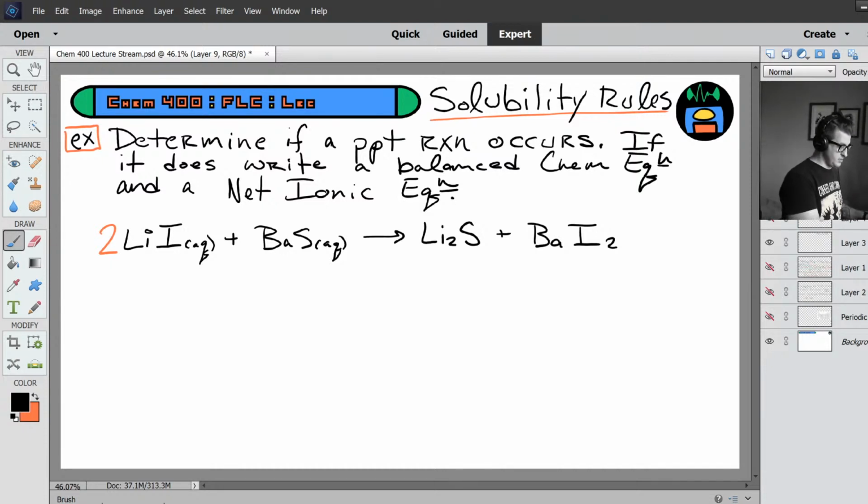Cameron, great question. You only have to balance if a reaction occurs. Totally. I'm balancing this one for illustration purposes to show you why no reaction occurs.